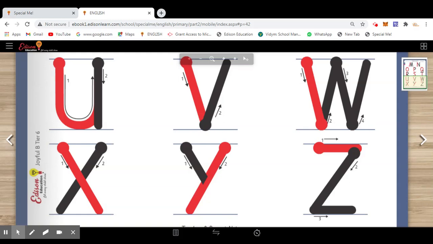So A is a phonic sound of letter U. Now let's trace it. So from here we have to start making letter U, and then upwards and then again coming downwards. So this is uppercase letter U, and A is a phonic sound of letter U. Now look at the next letter. Which letter is this? This is letter V, and V is a phonic sound of letter V. So let's listen to its phonic song.